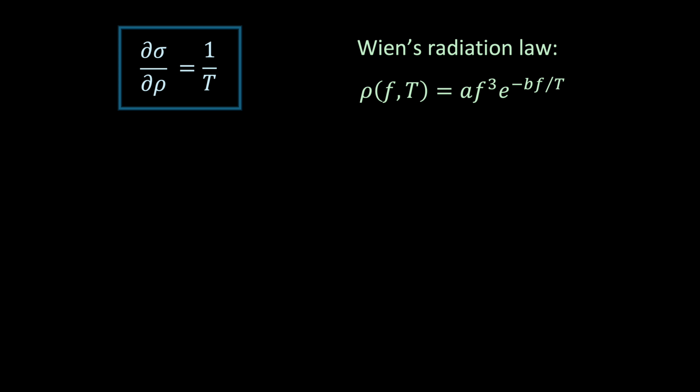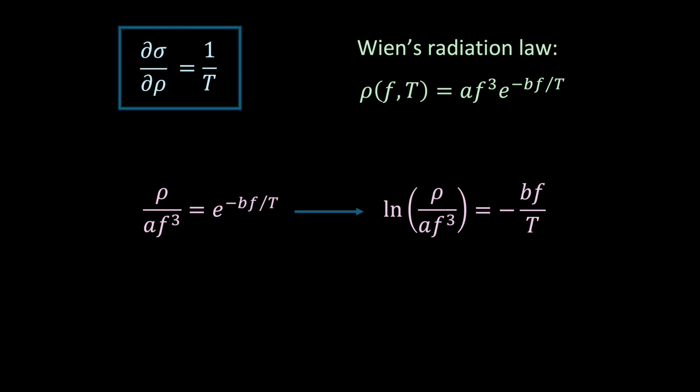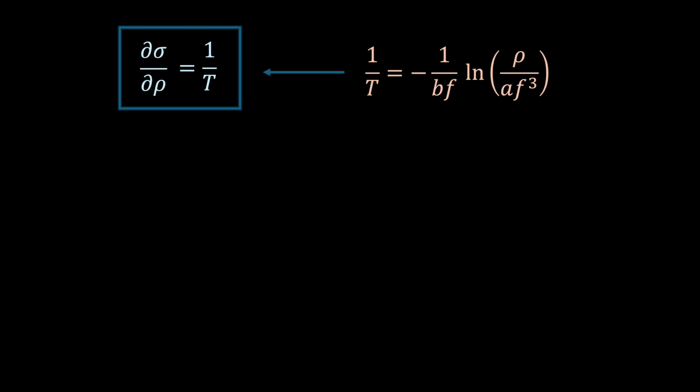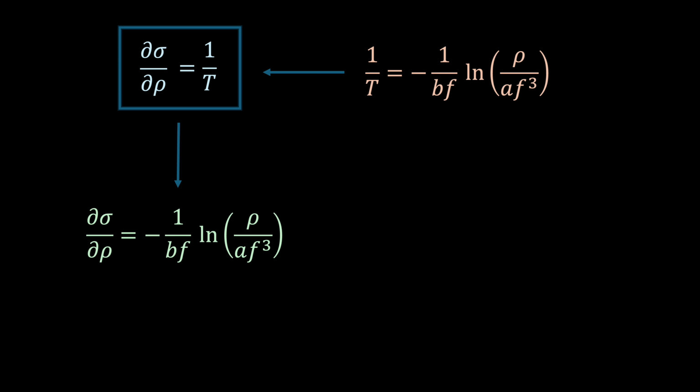The strategy is now straightforward. Thermodynamics tells us that the derivative dσ/dρ is equal to 1/T, and so the first step is to use Wien's law to find an expression for 1/T. Firstly, we rearrange the equation slightly, and then take the logarithm of both sides and end up with the following expression. If we then divide both sides by bf, we find the following expression for 1/T. Now, if we insert this directly into the thermodynamic relation, we end up with the following differential equation.